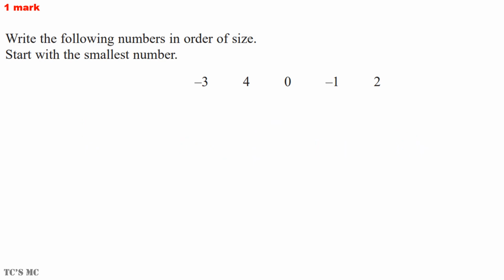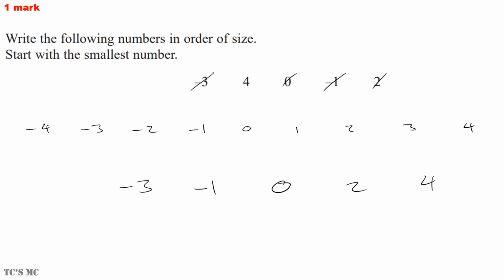Write the following numbers in order of size. Start with the smallest. You could picture a number line here, so you could start from -4, -3, -2, -1, 0, 1, 2, 3, and 4. This helps you visualize which one is the smallest from the list given and then ordering all the way up to the biggest. So our smallest is -3, then we've got -1, then 0, then 2, and then 4. Just writing the numbers in order will get you the full mark. You do not need to draw out a number line. You just need to have it in the correct order.